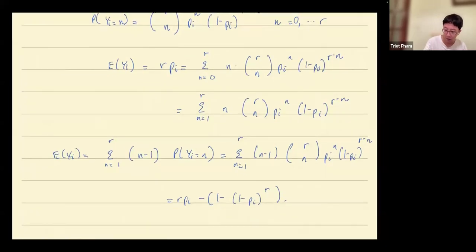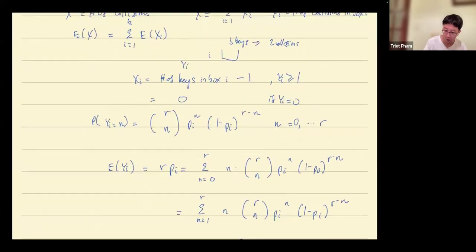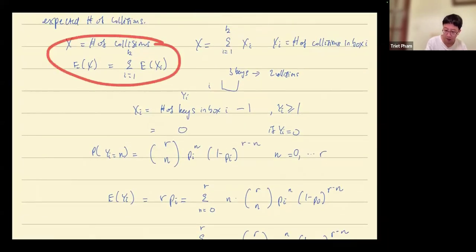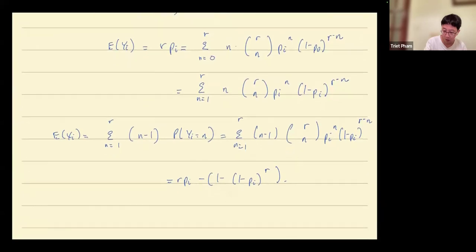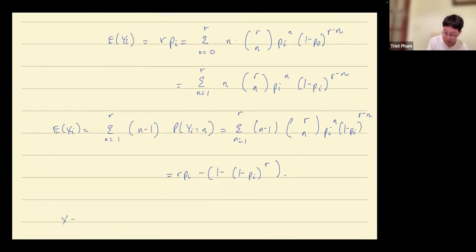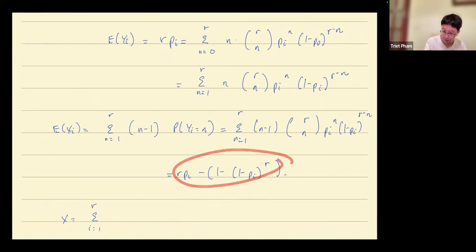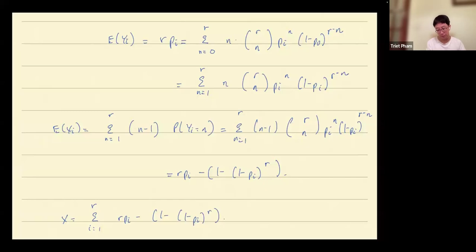And so, right now, to return to X, then X will be just the sum over i from 1 to R of this. Are you okay? Any question?